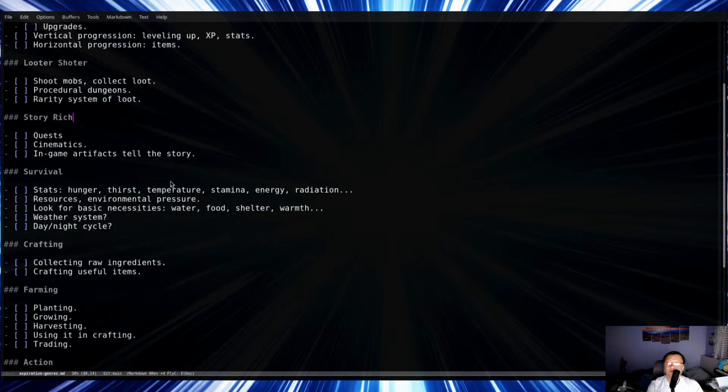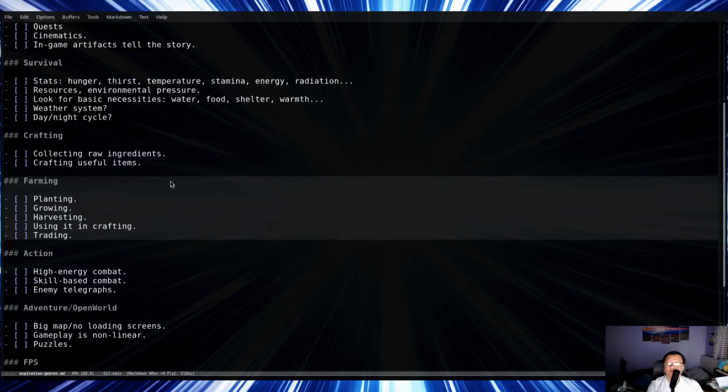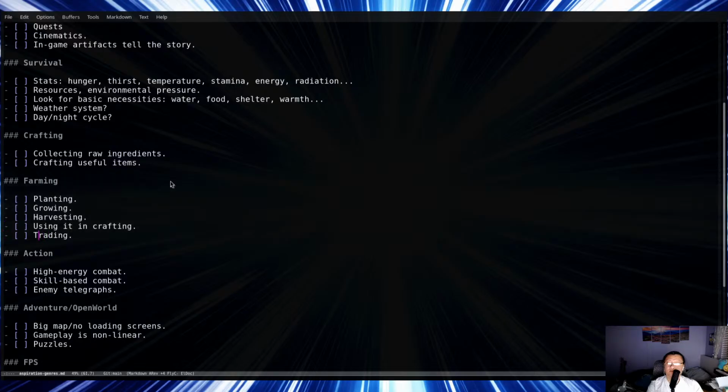So for story, I'm not going to have too many quests, not too many cinematics, but I'm thinking to populate the game with different types of artifacts, which would tell the story of why this world happened underground of the earth. Survival aspects, crafting, I already talked about crafting, and farming as well. So there is going to be merchants, maybe only 1 merchant or 2 maybe.